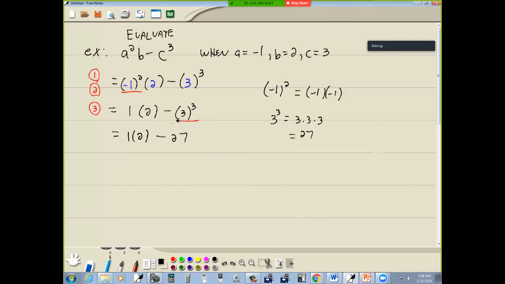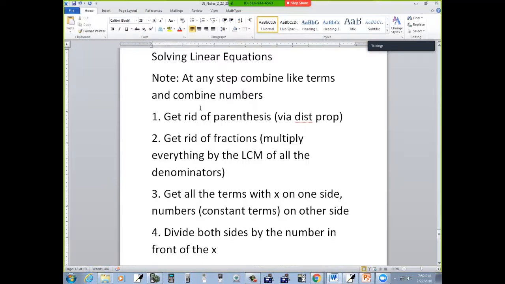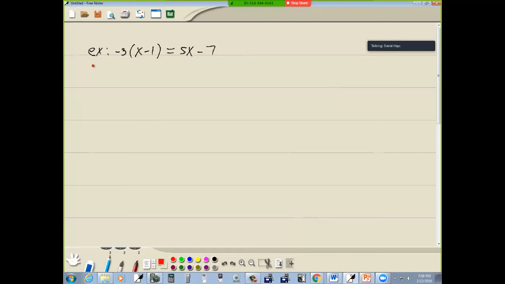So let me make up an example. I've got negative 3 times x minus 1 equals 5x minus 7. Step 1, get rid of parentheses. Well, I say via the distributive property. Notice we have a number right in front of the parentheses here. When you have a number right next to the parentheses, that indicates multiplication. So we're going to take the negative 3 and multiply it times each term inside.